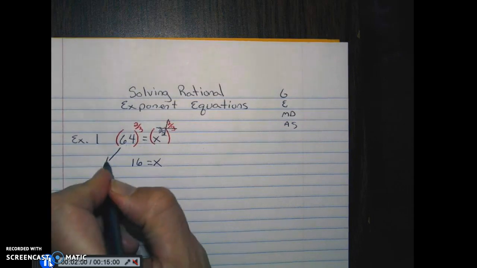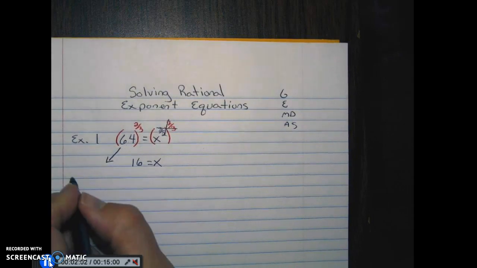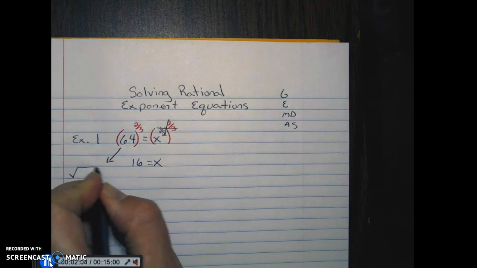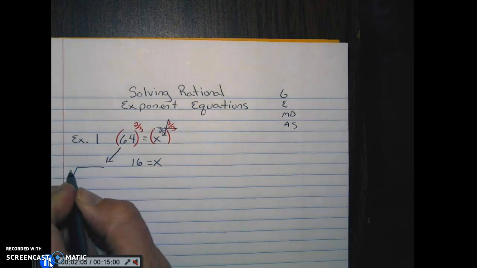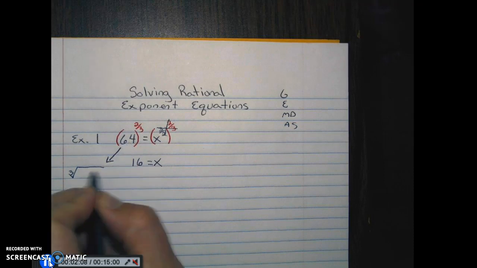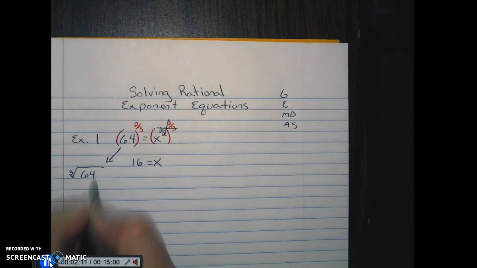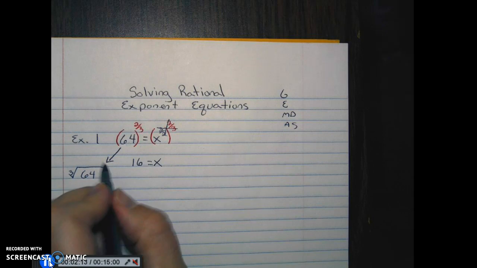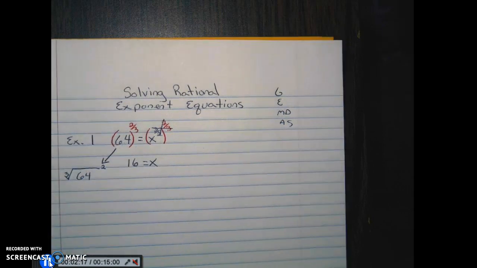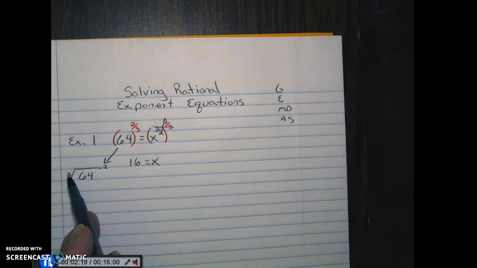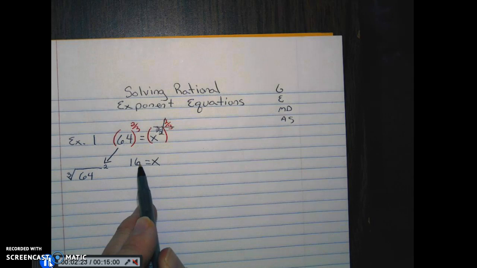Just as a reminder, if you want to write this in radical form, the root is 3, the radicand is 64, and the power is 2. So again, the cube root of 64 is 4, 4 squared is 16.